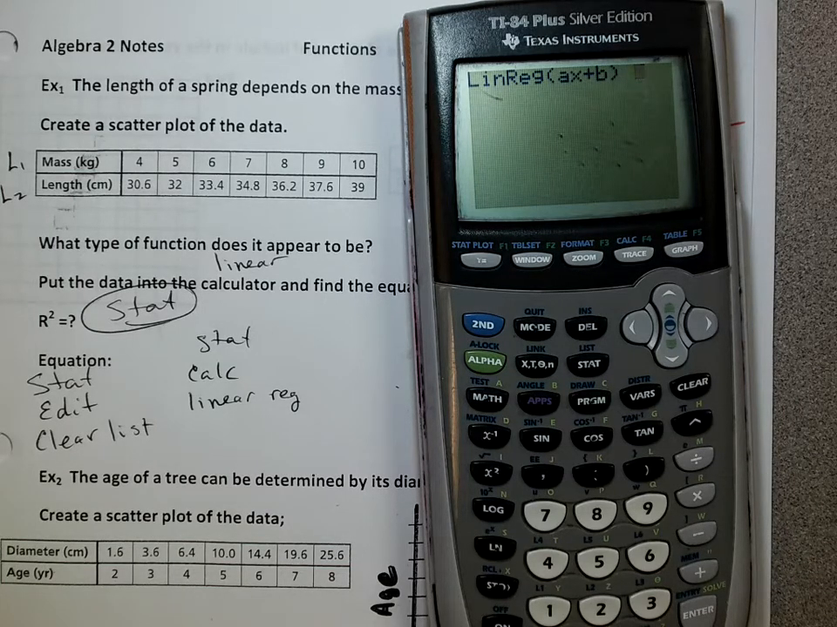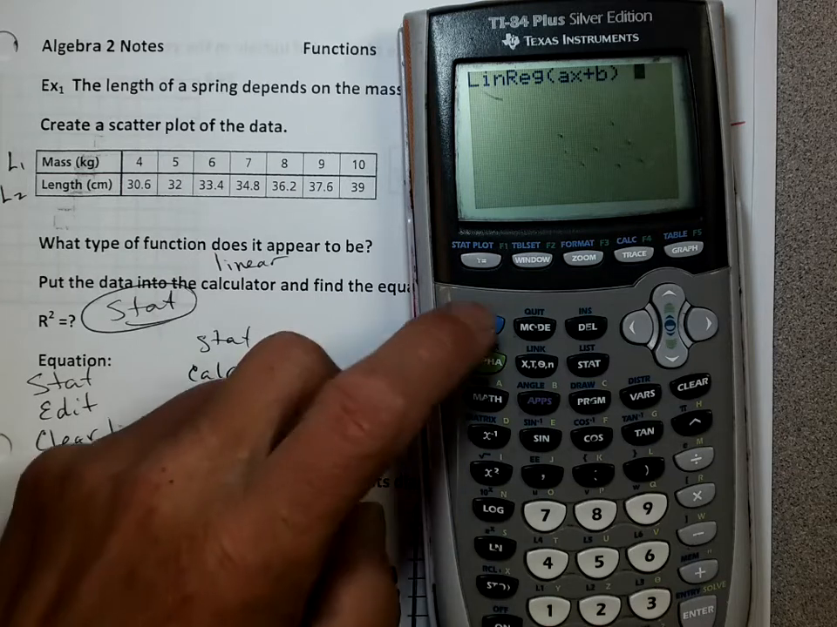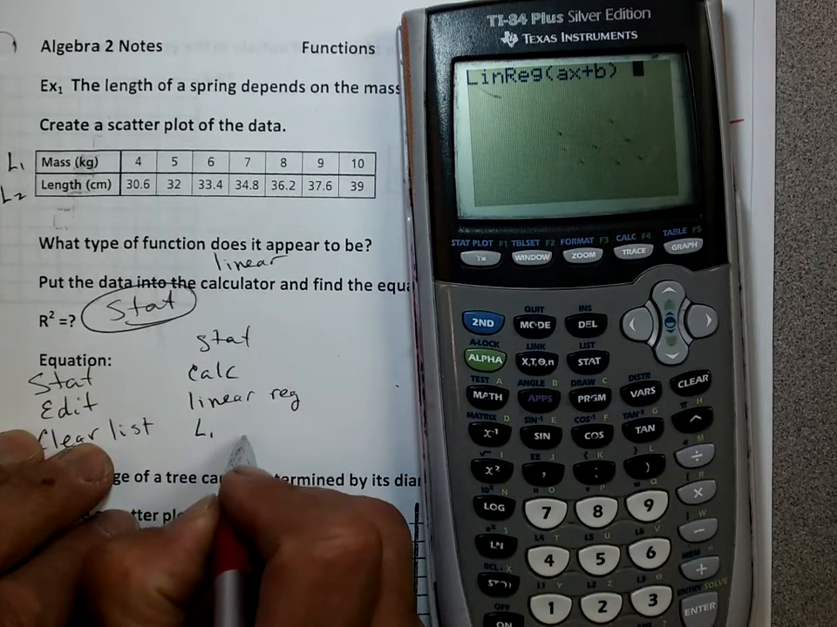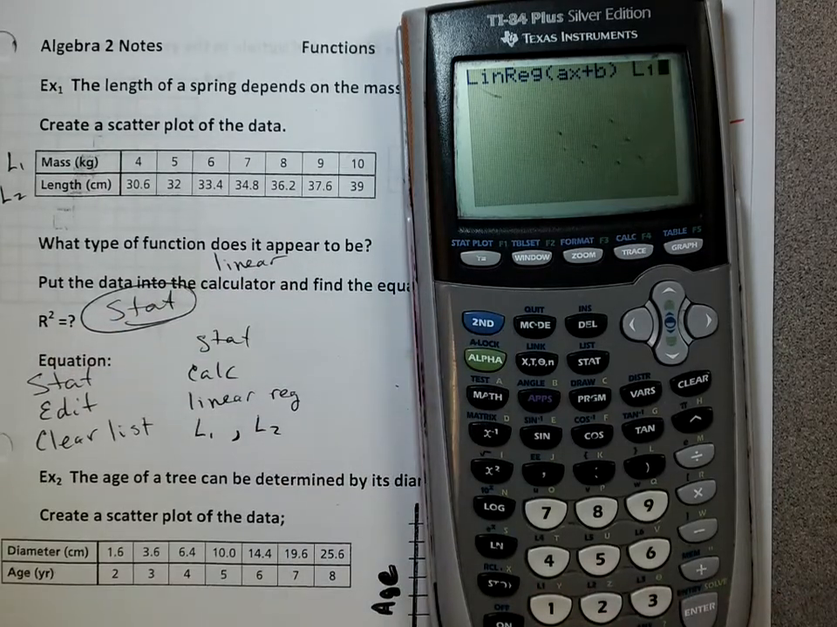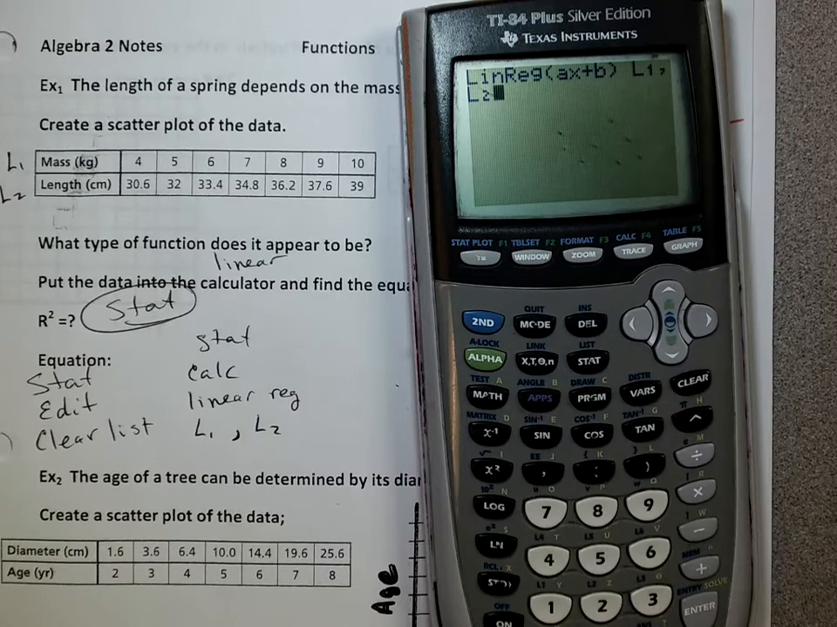Well, my numbers are in list 1 and list 2. So I'm going to go L1, comma, L2. L1 is in blue. The newer calculators, you don't have to do that, but the old calculators have to be told where the lists are. Soli's got a fancy calculator, so you don't have to do that. And now I'm just going to push enter.